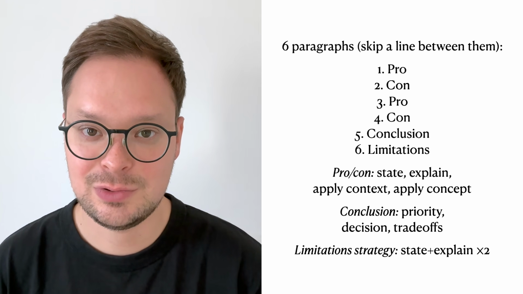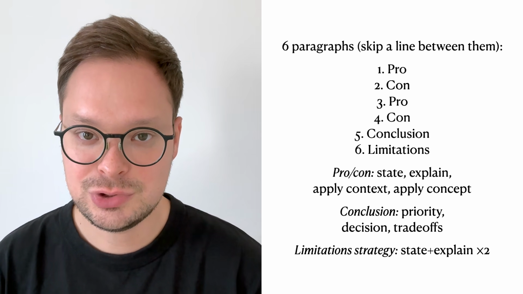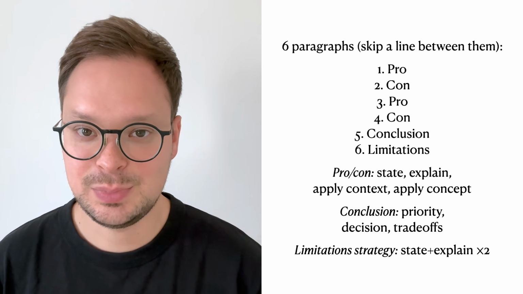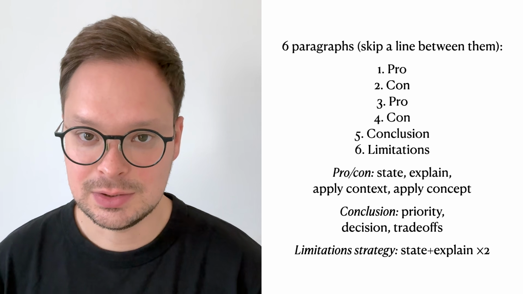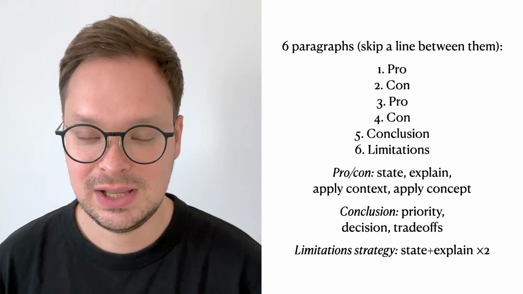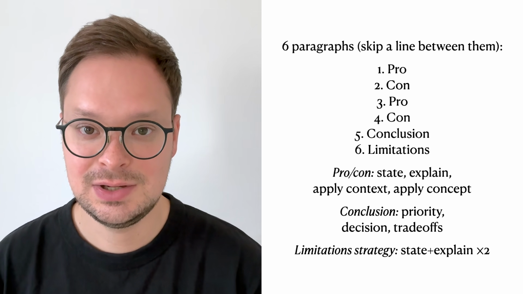That's it. This is how you answer 10 markers. 6 paragraphs: pro, con, conclusion, and limitations. The first 4 paragraphs have the same structure: state, explain, apply context, apply concept. Conclusion has a different structure: priority, decision, trade-off 1, trade-off 2, and limitations have a different structure: state limitation and explain it, and do it twice.